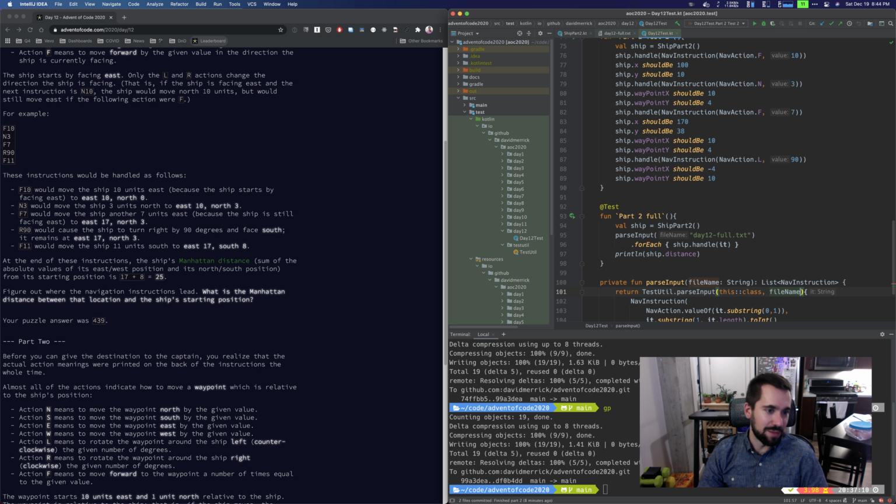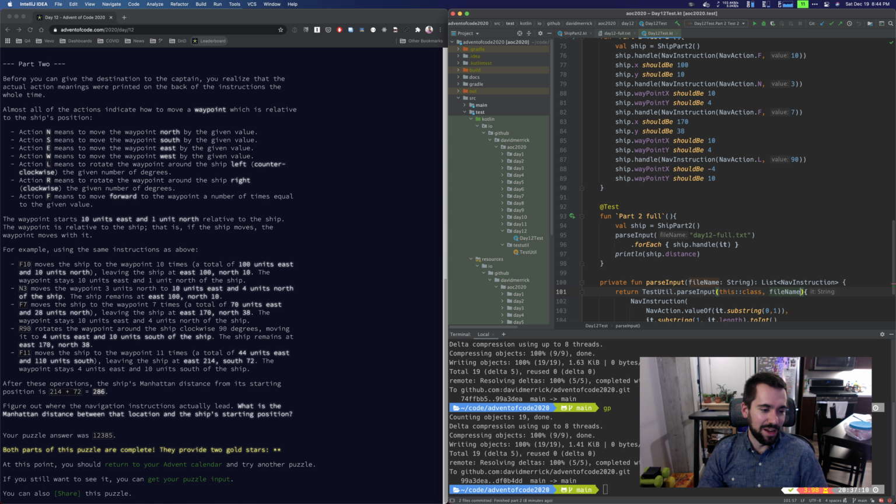And yet, when I plugged in the full input, I actually got a larger answer than the one I got for the first one, by a lot. My first answer was 439, second one was 12,385, and so you can't really make any assumptions about the magnitude of these values. But I have my code committed to my repo.